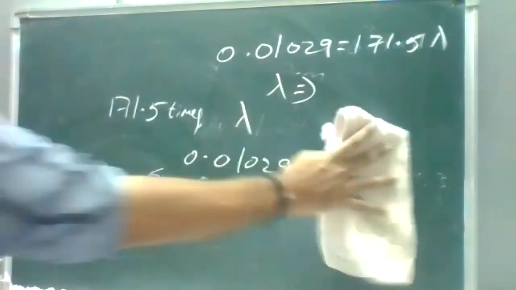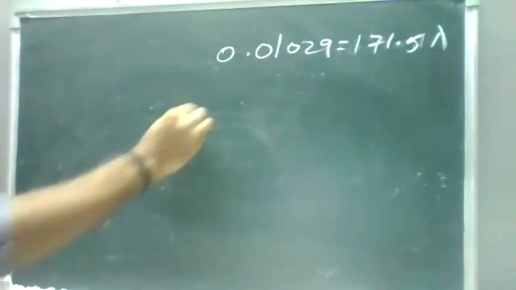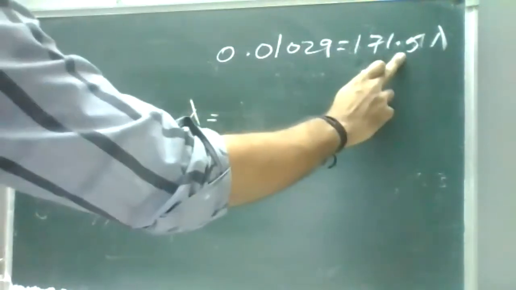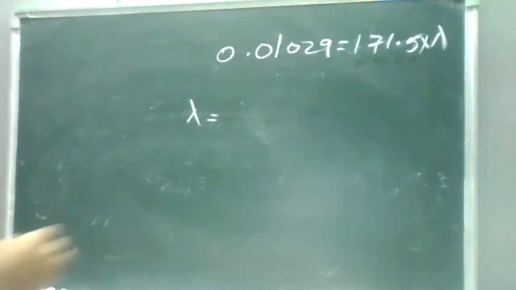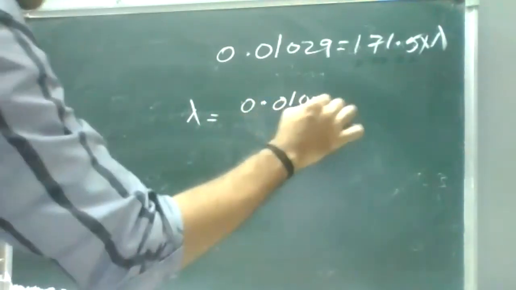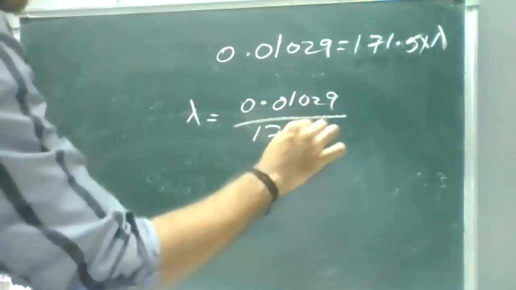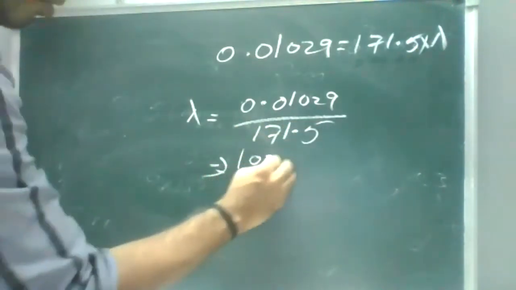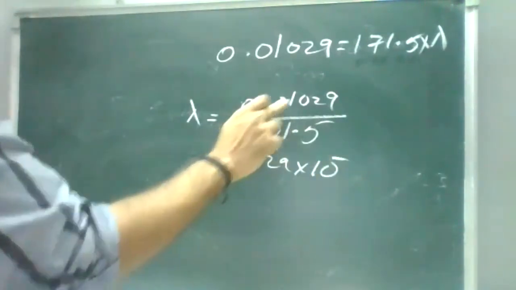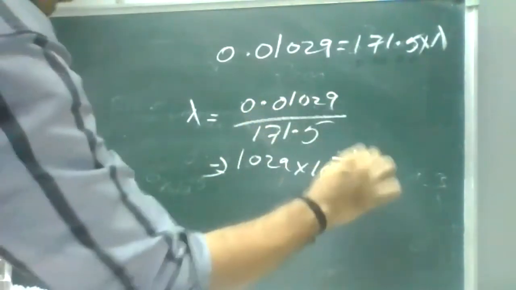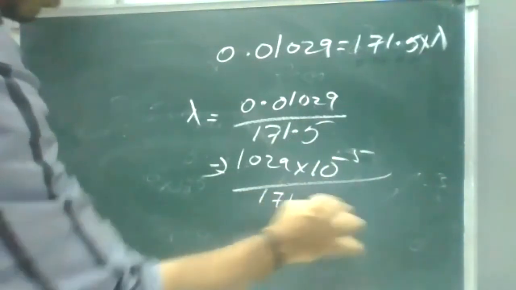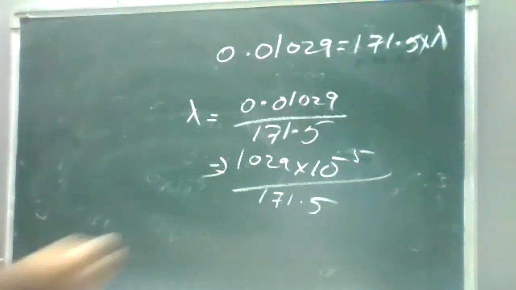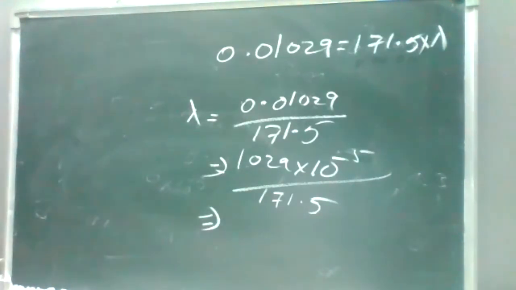It's nothing, ma. Just divide, because it is 171.5 times lambda. Lambda is equal to 0.01029 by 171.5. I'll take it fully in power terms: 1029 into 10 power minus 5 by 171.5. When you divide it, you'll get the relation. Just try 1029 by 171 and you'll almost get the approximate answer.